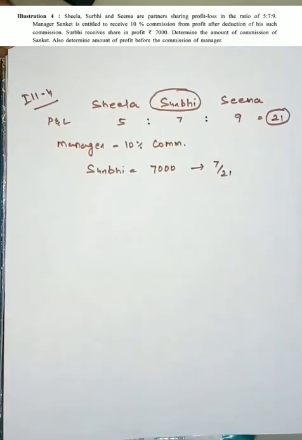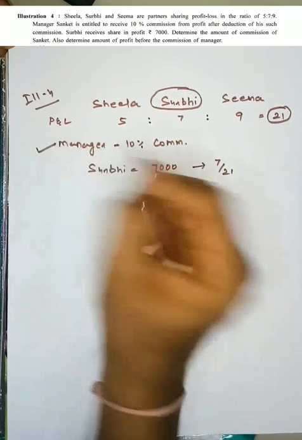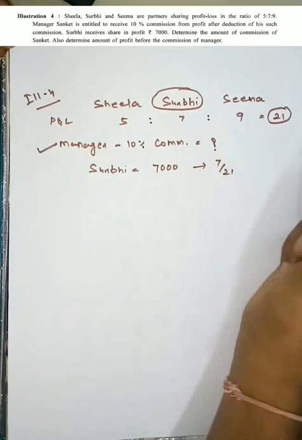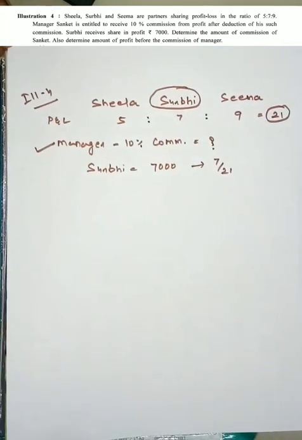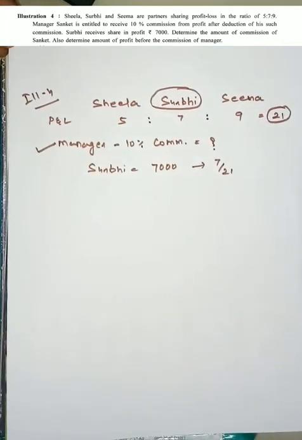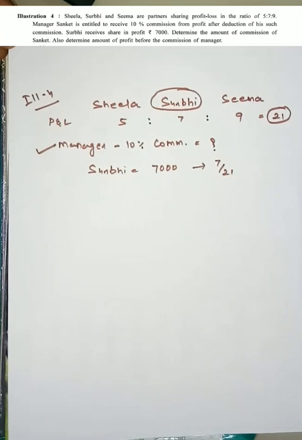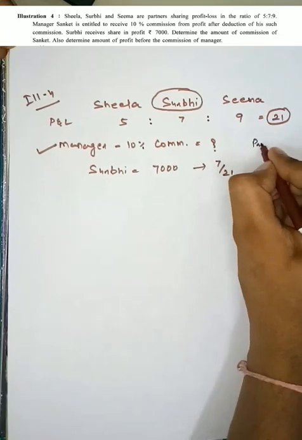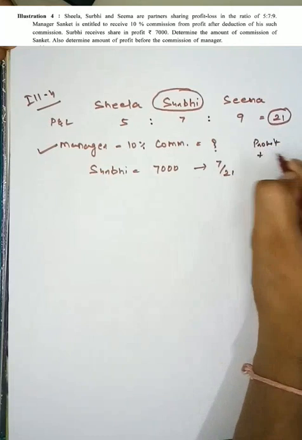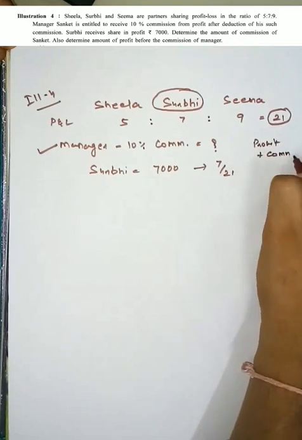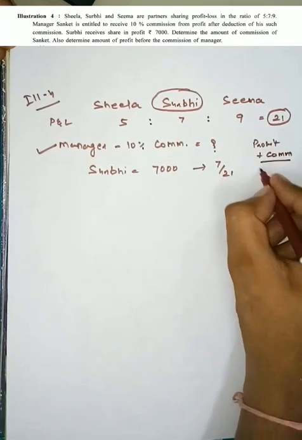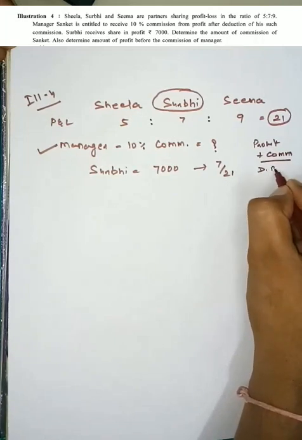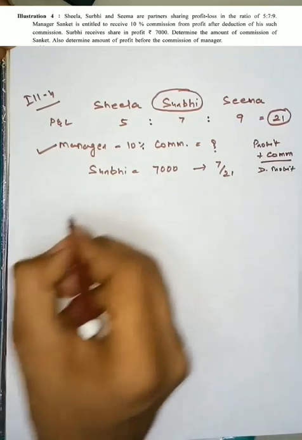Simple. Then determine the amount of commission of Sanket. That means we have to find out the commission a manager will get. So that is the first question. Second one, also determine the amount of profit before the commission of the manager. That means we have to find out the total value, that means profit plus commission, we have to find out the net value, that means divisible profit. Okay, so let's start.